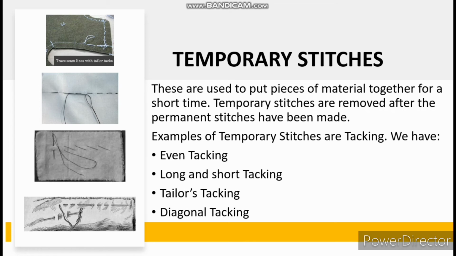4. Diagonal tacking. Here, the stitches are used to hold two or more layers of fabric together to enable it not to split out of position until the final stitches are made.